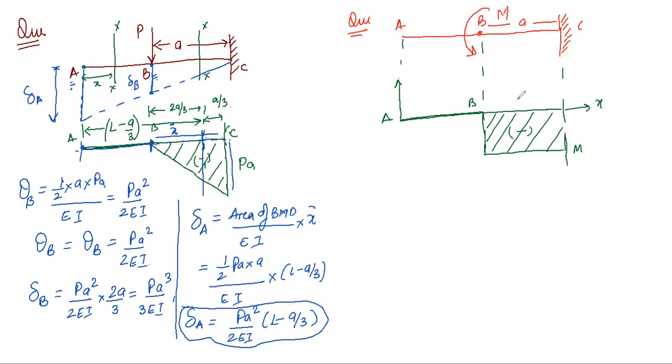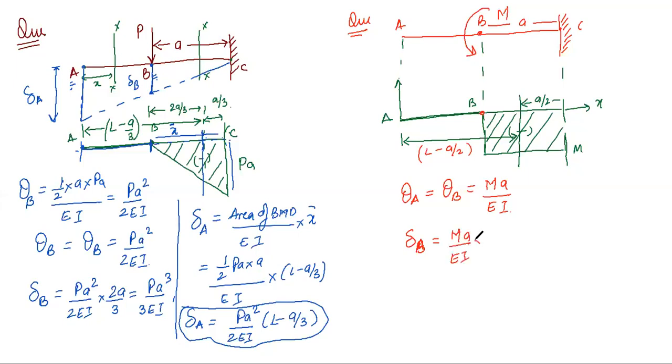Now where will this value lie? The centroid is at A by 2 distance. It means the distance from this point to this point is L minus A by 2, right? Whatever the slope, if I write theta A, that should be equal to theta B. And the value of theta B is area, that is M into A upon EI, right? Likewise, let us understand the deflection. First let's find the deflection at B. The deflection at this point: we calculated the area, that is MA upon EI into A by 2, so the equation is MA square upon 2EI.